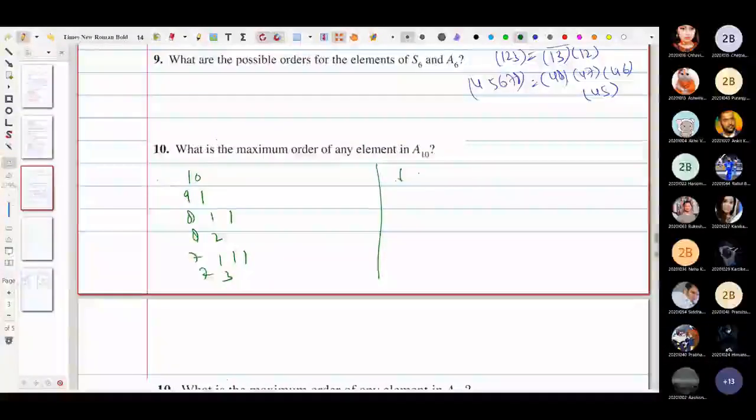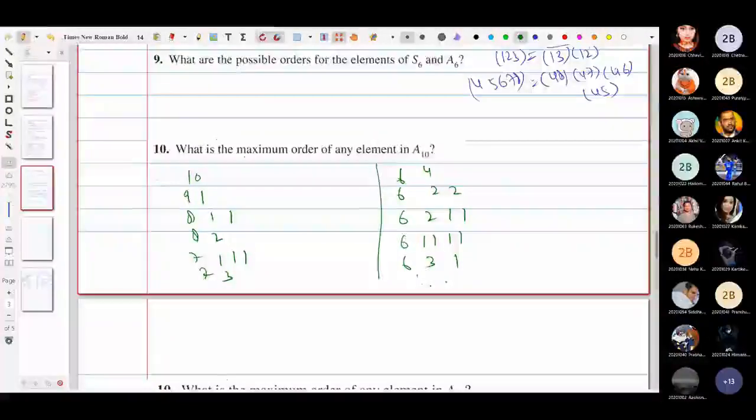7 3, we have written 6 4, 6 4, and then 6 2 2, 6 2 1 1. Okay, 6 1 1 1 1, and then we have 6 3 1, and continue like this. Okay, so in this question they are asking for maximum order.